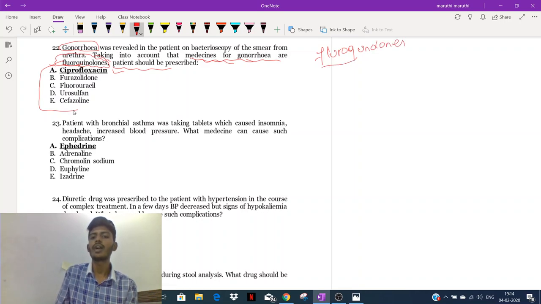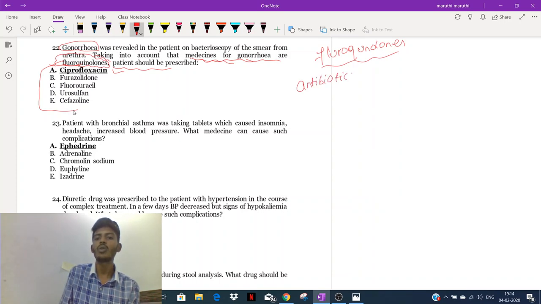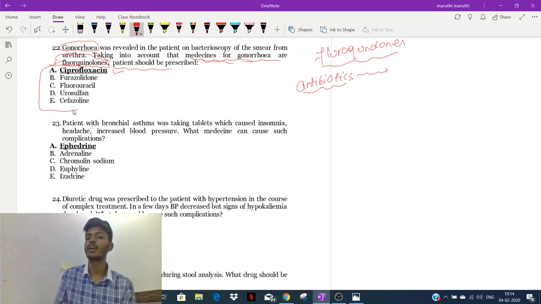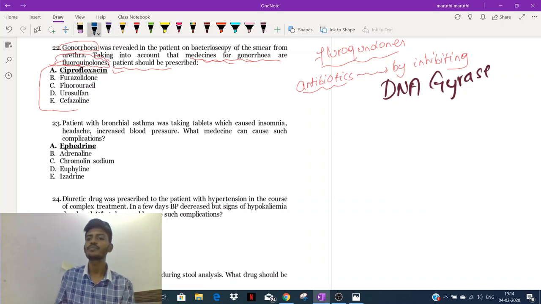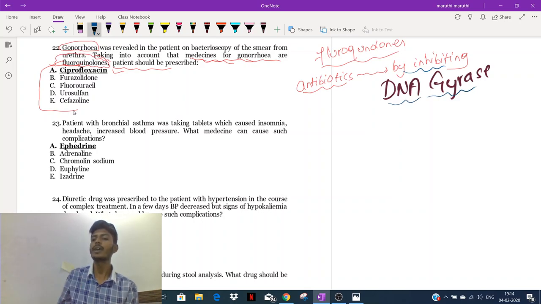Now these fluoroquinolones are a group of drugs. They're antibiotics. Now how do they work? These fluoroquinolone antibiotics work by inhibiting one enzyme. Which enzyme is that? That's an important question. That will be our DNA gyrase. Now, by inhibiting this DNA gyrase, bacterial growth will be stopped. Okay, so that's how it works as an antibiotic, right? So, this is the story of our fluoroquinolones mechanism.